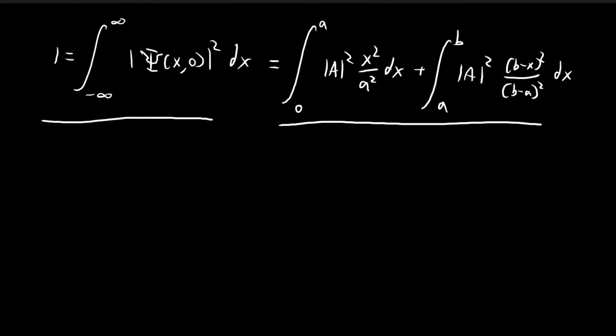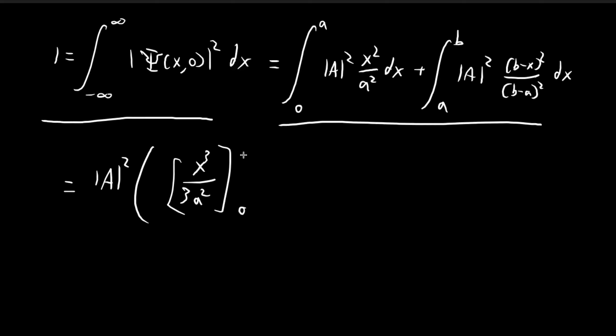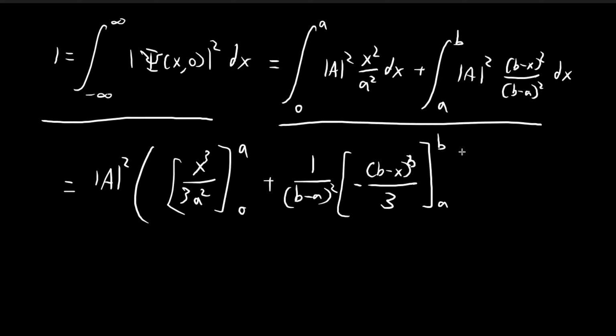So now all we have to do is just to focus on these two integrals. Solving this should be easy enough. I'm just going to pull the constant A squared out first. So integrating this, we get x to the power 3 divided by 3a squared from 0 to a. And then here I'll pull the (b minus a) squared to the outside. And then integrating (b minus x) squared, this is just (b minus x) to the power 3 divided by 3. And since there's a negative sign in front of the x, we need to put a negative sign over here. And this goes from a to b.